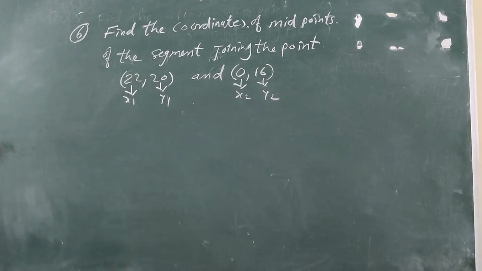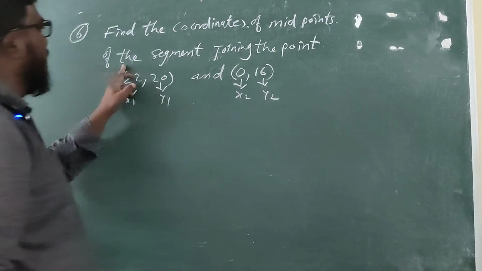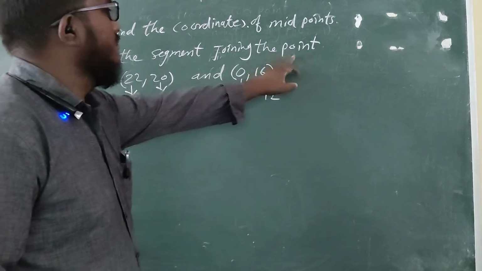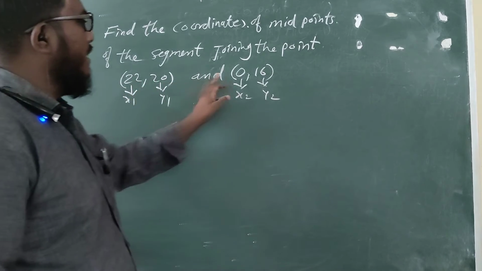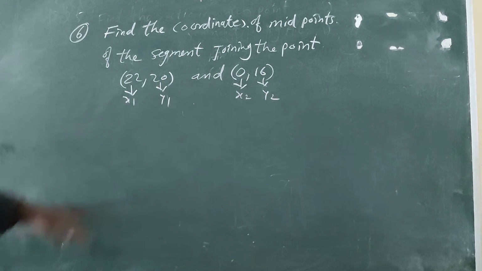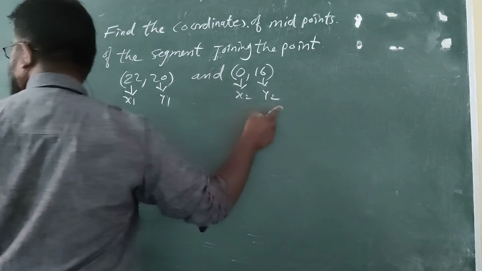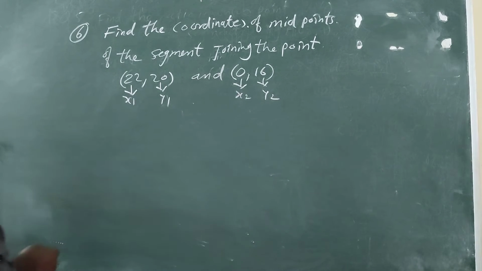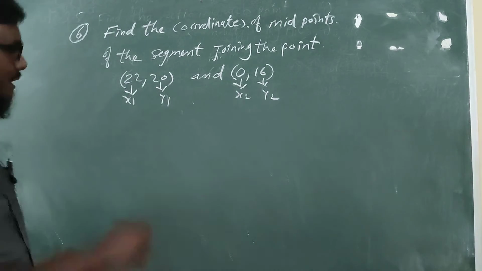Now, sixth example is like this. Find the coordinates of midpoints of the segment joining the points (22, 20) and (0, 16). We denote these coordinates as x1, y1, x2, y2. Now, by section formula, midpoint formula, sorry, we can solve the example.